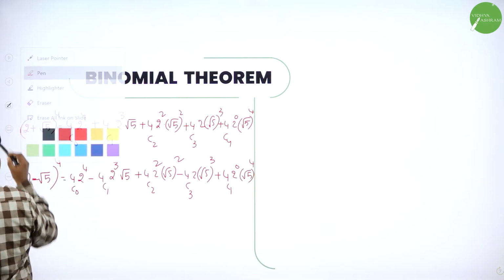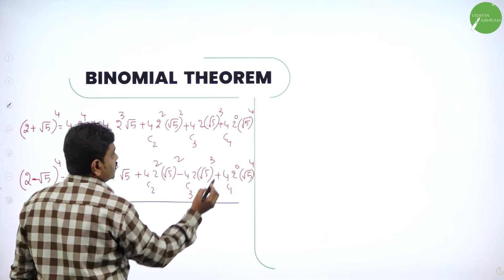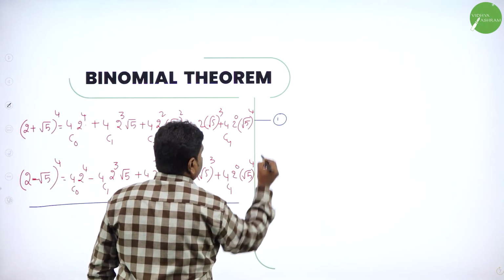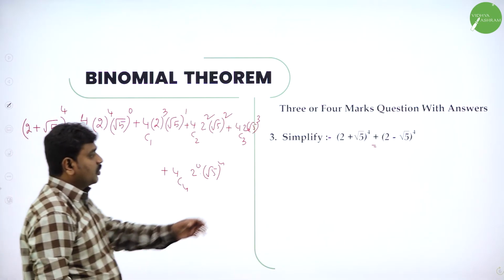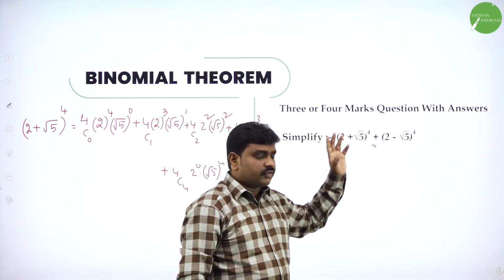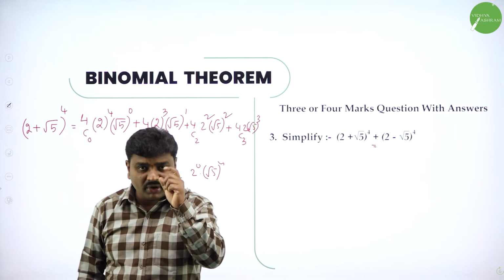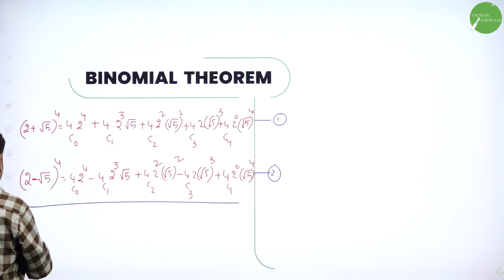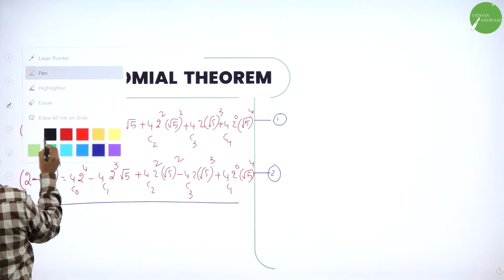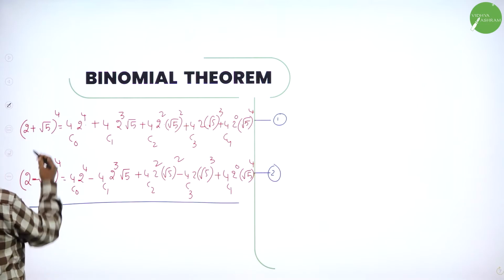So now, these are the two equations. I call this as equation 1, I call this as equation 2. So now LHS, if you see the problem, they want you to find 2 plus root 5 power 4, in between we have plus 2 minus root 5 power 4. So they want you to add. So now I'll add 1 and 2. Adding 1 and 2, LHS you add.